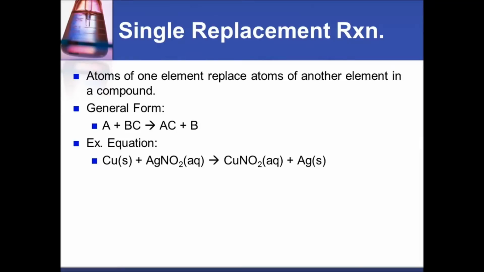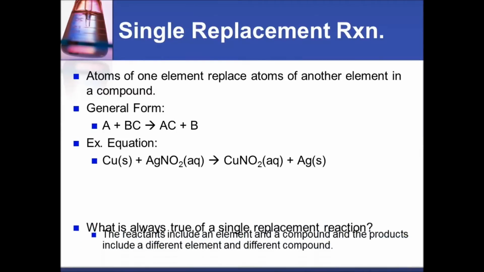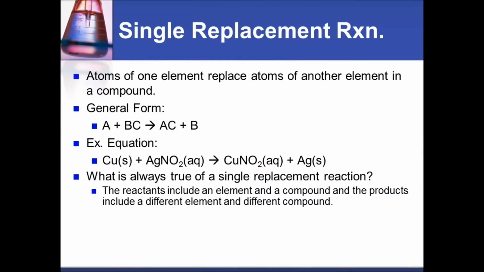Here's an example in a chemical format. So you have copper, and you have silver nitrate. And this is actually silver nitrate. And so the silver and the copper are going to switch places. On the right-hand side, we're going to have copper nitrate and silver.